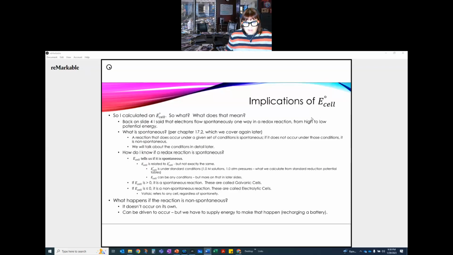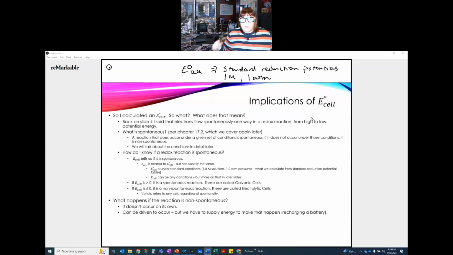Now, E cell is similar to E not cell, okay, but it's not under standard conditions. So what do we mean by standard conditions? Well, this E not cell that we're talking about, which is what we've been calculating, is standard reduction potentials. And again, that's 1 molar concentration or 1 atmosphere for gases. So there is a concentration component that goes with them.